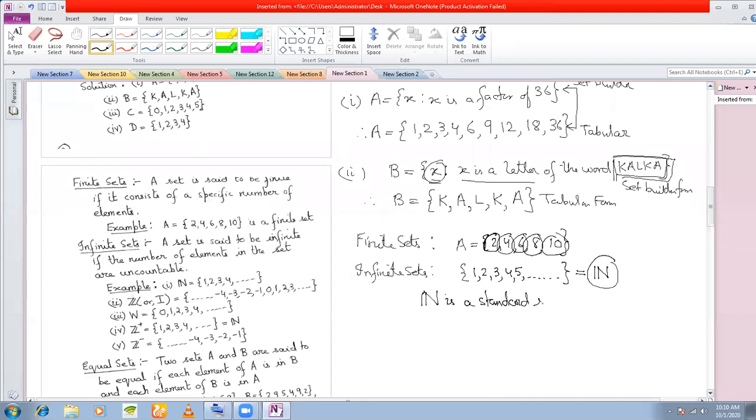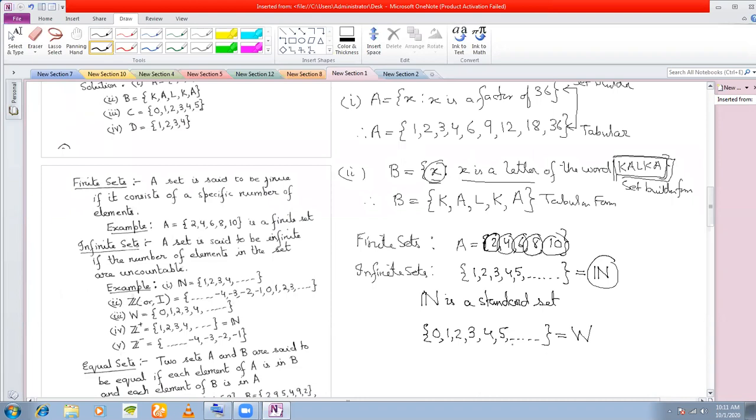N is a standard set. So whenever I write N in this manner, you will understand that I'm talking about the set of natural numbers. Okay. Let us say another one. This set is also an infinite set, because you cannot actually count the number of elements in this set. Okay. And if you see, it starts from 0. So therefore, this standard set is written as W.